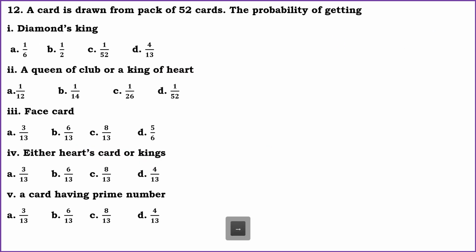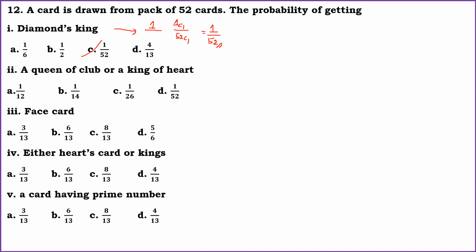Okay. Next one. Have a look here. These are related to a pack of cards. See, a card is drawn from a pack of 52 cards. What is the probability of getting a king of diamond? We know that in diamonds there is only one king. So the answer is 1C1 by 52C1, so answer is 1 by 52. I hope it is clear.